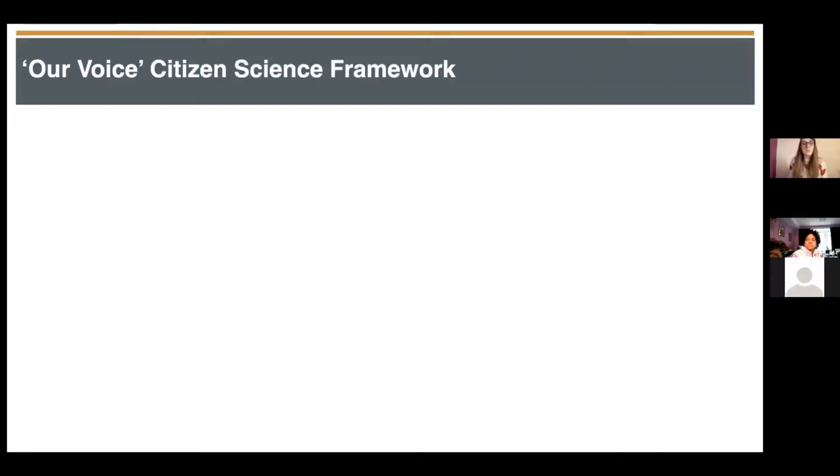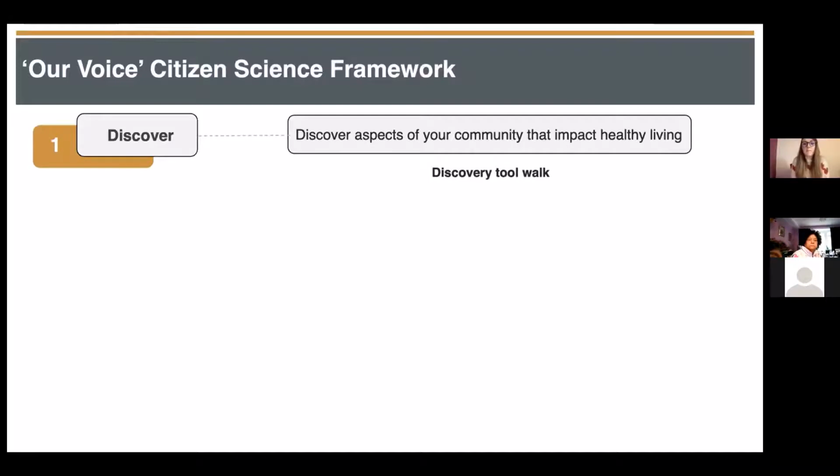So the actual framework itself that uses the By the People approach is done in 4 steps. So the first step is called Discover. So this is where citizens will discover aspects of their local community that impact their ability to be healthy or active. And this is done using the digital application called the Discovery Tool. And citizens will walk around their local area looking at features and facilities and things that impact their ability to be healthy, and document this by collecting data through the Discovery Tool application.